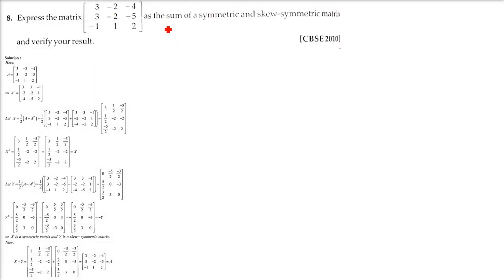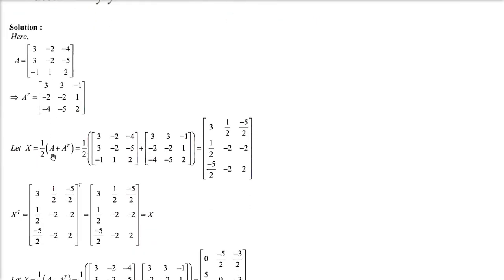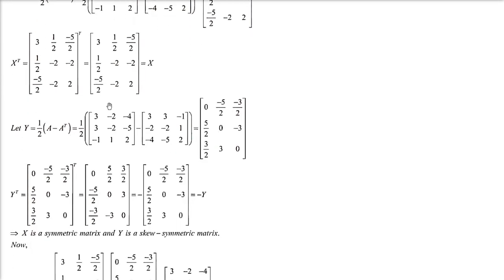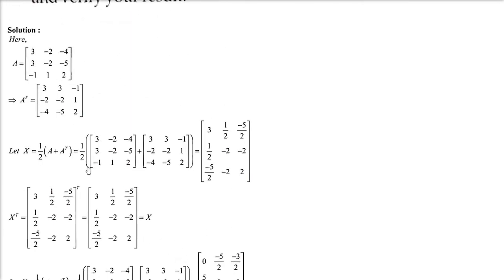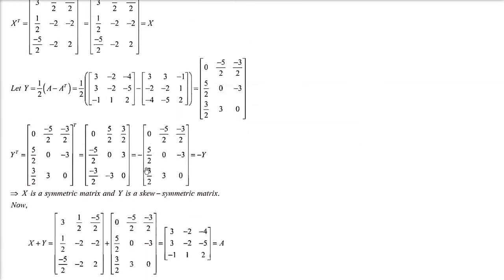Express this matrix as the sum of a symmetric and a skew symmetric matrix and verify your result. So this also we have already done. We have done a question like that properly. I'll just show you one more. A, then you take the A transpose. X should be A plus A transpose into 1 by 2. Then show that X transpose essentially comes to X, so that it is a symmetric matrix. Then Y will be half of A minus A transpose. So when you find Y and take the Y transpose, it should come as negative Y. That will show that it is a skew symmetric matrix. Then finally you add X and Y, and it should come as A.